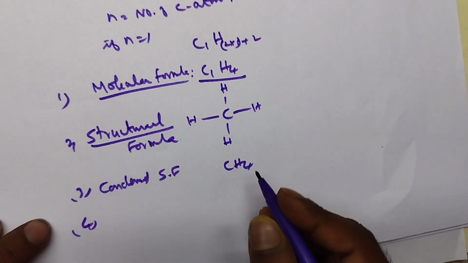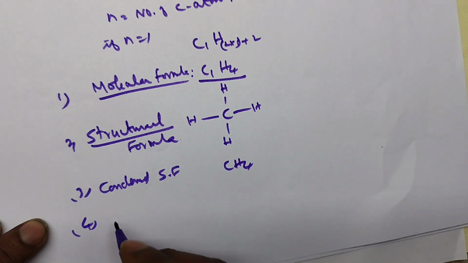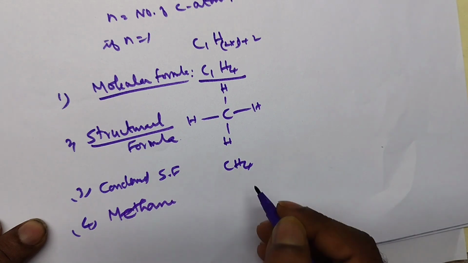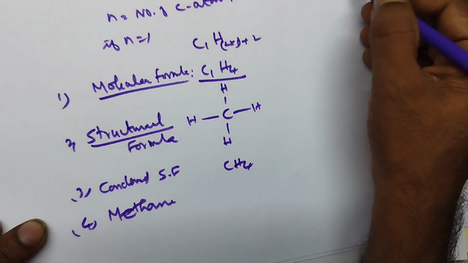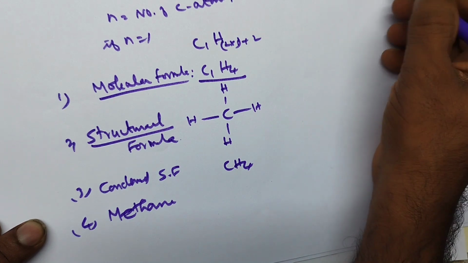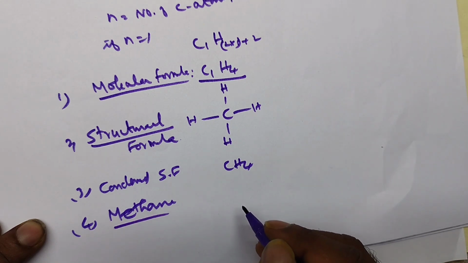What is the IUPAC name for this compound? Everything depends upon the number of carbons. If it is one carbon atom, then you say meth. And here it belongs to the alkane type, so the suffix is ane. So methane. This is the IUPAC name for this compound.